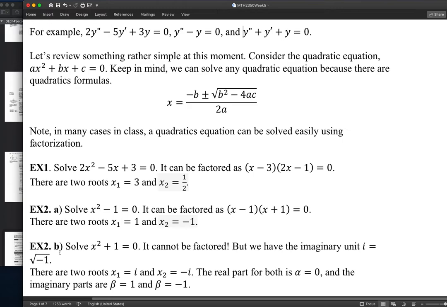And another one, I labeled that same example, part B, because they may look similar. x squared plus 1 equals 0. But you may want to know it cannot be factored like we did previously. But we can solve it using complex numbers. And if you are not familiar with the situation, I do have a reminder here. The complex number has an imaginary unit. So the imaginary unit is i equals the square root of -1. And so accordingly, there are two roots, i and -i.